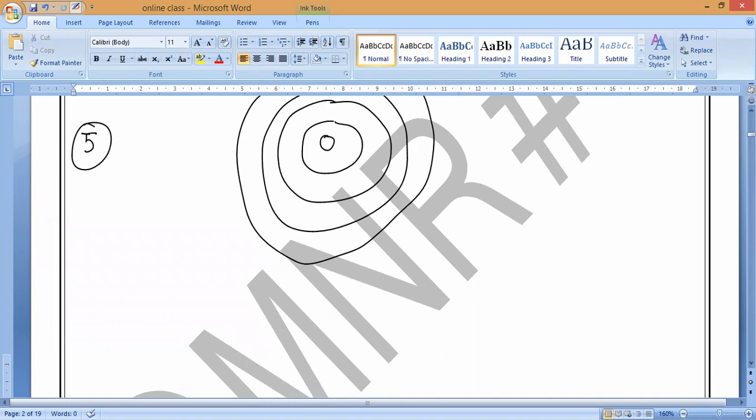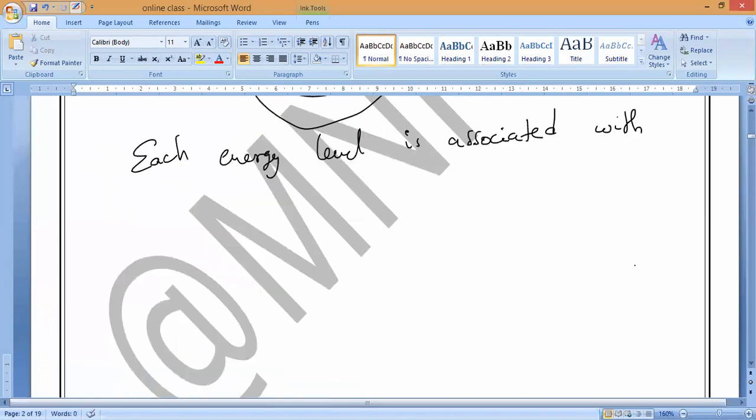So what is the fifth point? Each energy level is associated with a fixed amount of energy. Okay, write it. Each energy level is associated with a fixed amount of energy.